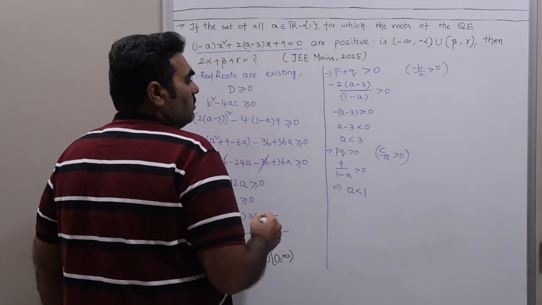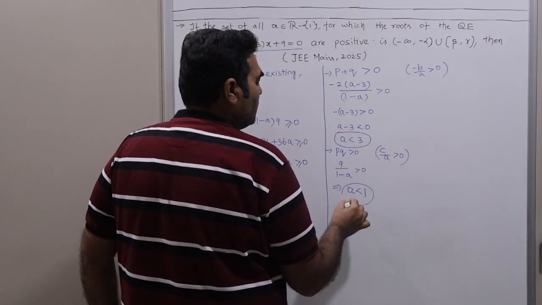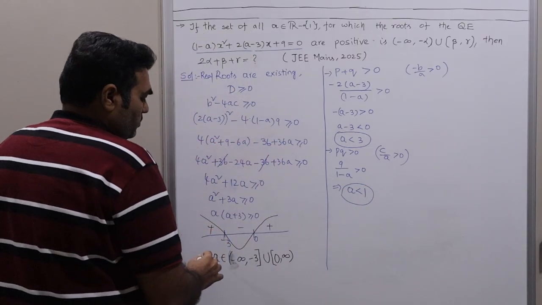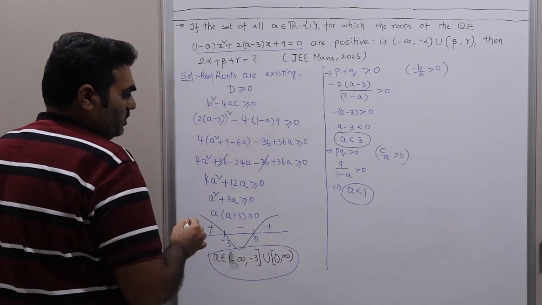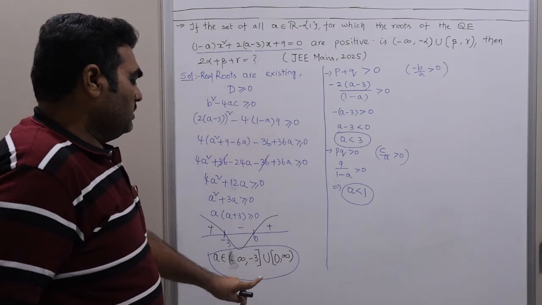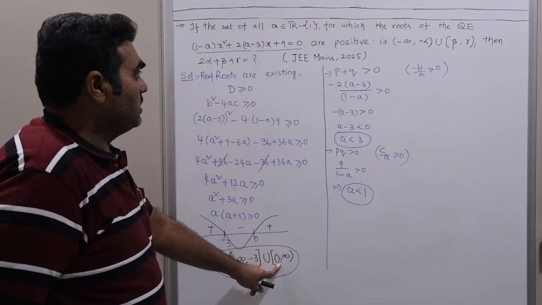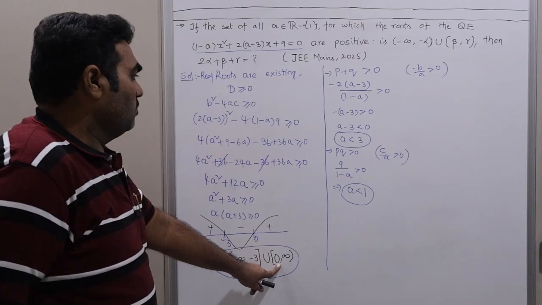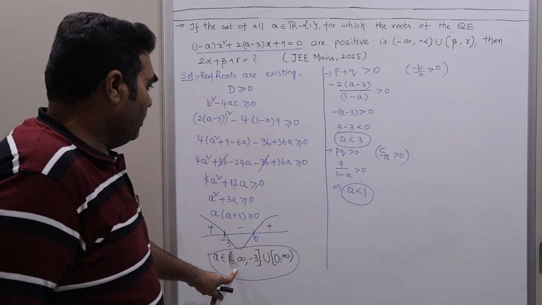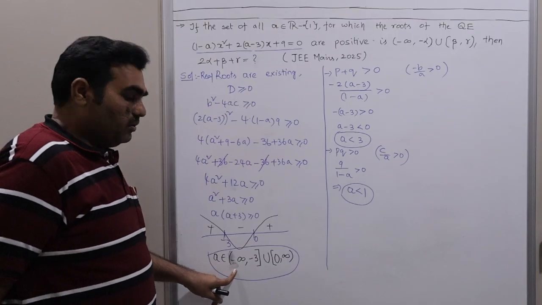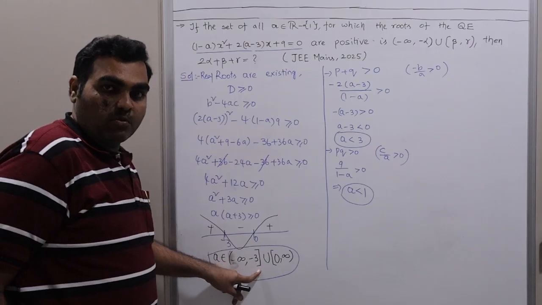Okay, so now these are the conditions we got: A is less than 3, A is less than 1, and A is in between in this range. So less than 1, less than 3. So less than 1 means we need to fix here. If I can write this fully, A belongs to the open interval minus infinity, comma minus 3, closed interval.